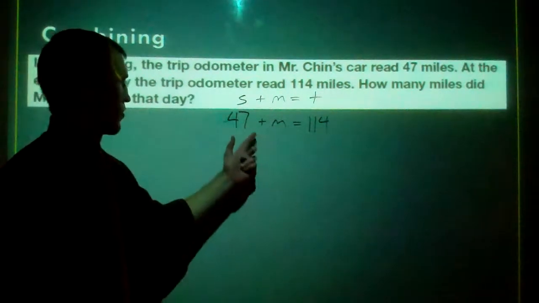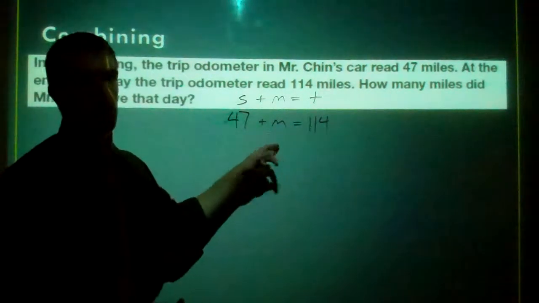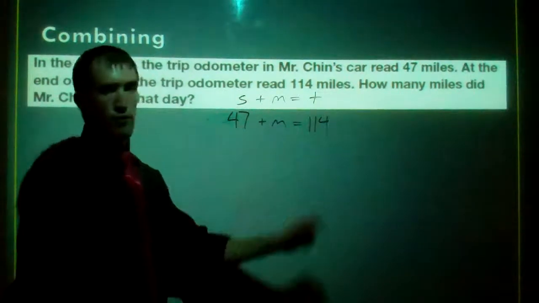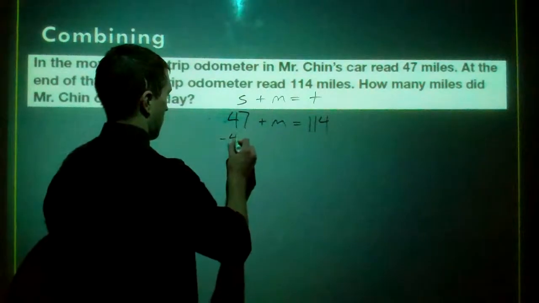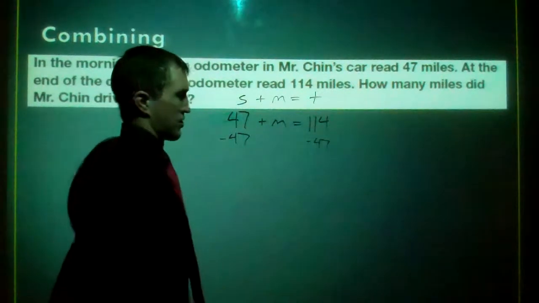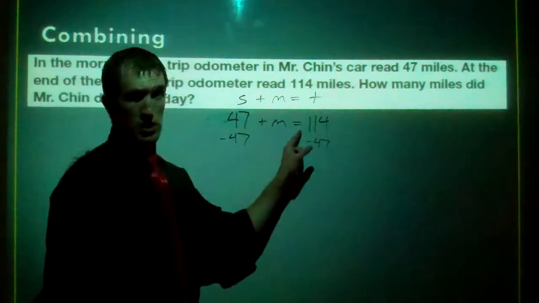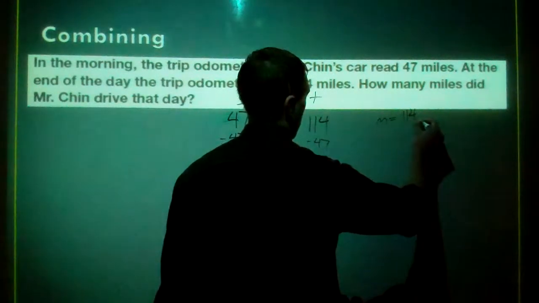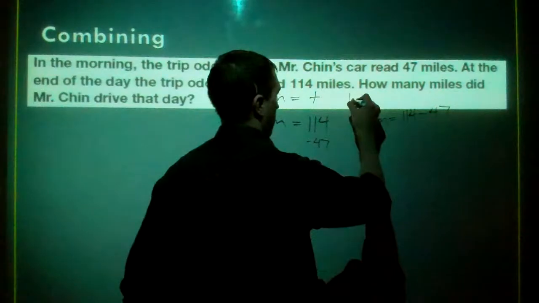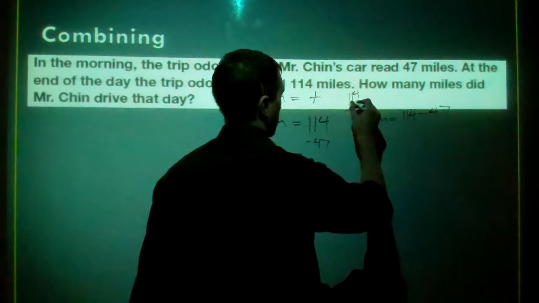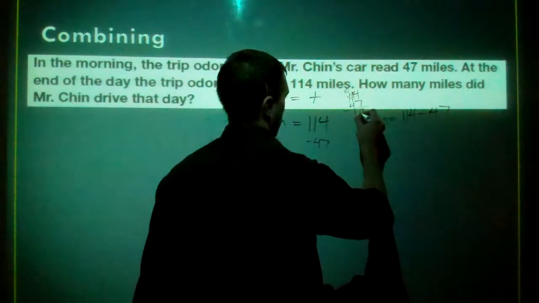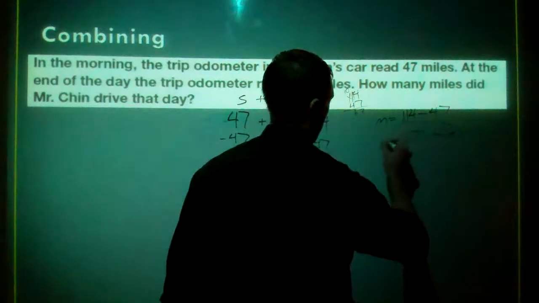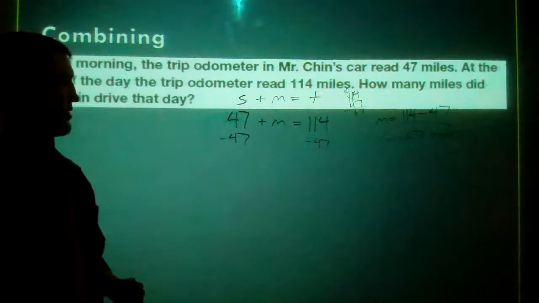We're adding to this M, so we're going to use our inverses, and the inverse of adding is subtraction. So we're going to take 47 away from 114. Minus 47, minus 47. Once again, we have to do this on both sides to keep our equation equal and balanced. So 114 minus 47, we should get 67. So M equals 67. He drove 67 miles that day.